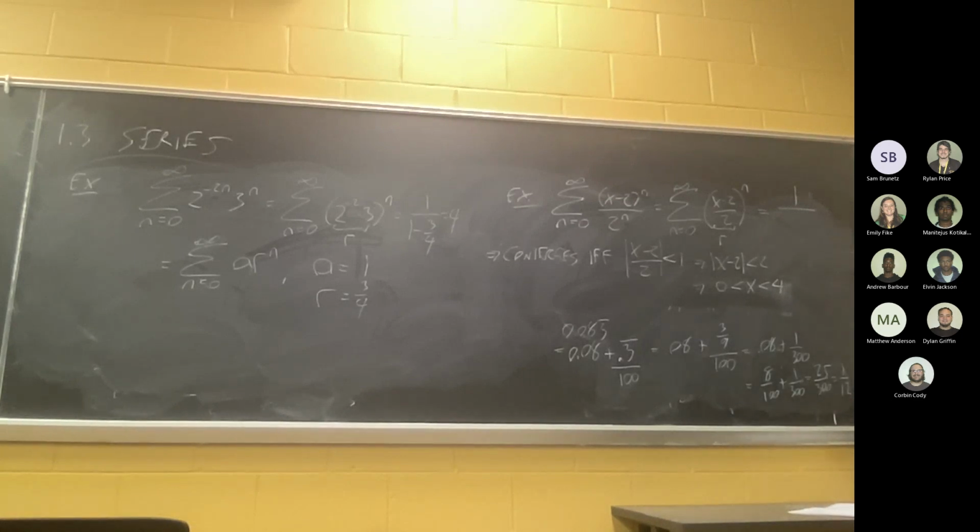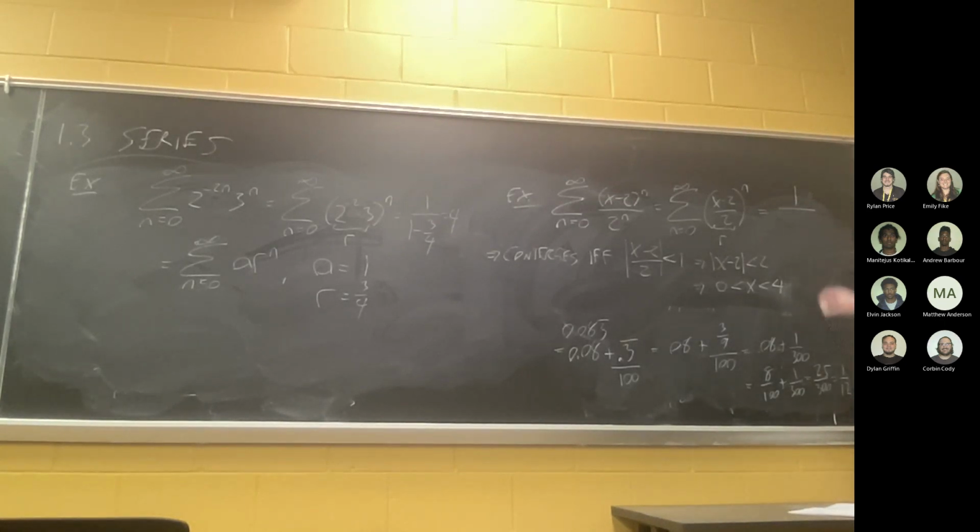So it's a over 1 minus r still applies. So it's 1 over 1 minus r, which is x minus 2 over 2. So we multiply top and bottom by 2 because we have too many denominators in this fraction. Fractions are annoying enough as it is. Okay, so it's equal to 2 over 4 minus x.